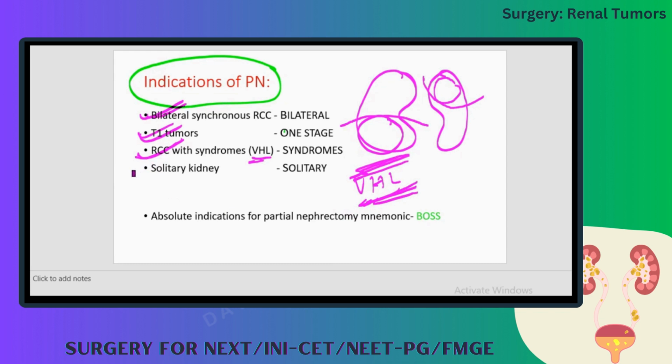Yes, sir. Solitary kidney, if the patient is having only a single kidney. In which patients is there only a single kidney? Congenital abnormality, I told you. Horseshoe is okay, but there is any other better one I told you. Renal agenesis, unilateral renal agenesis. The patient is born with only a single kidney. He has only a single tumor. If you remove that, he will be going into permanent dialysis. So you have to do only partial nephrectomy.